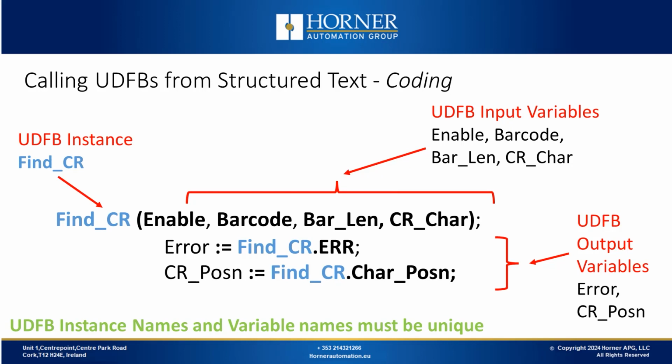Now we will look at how we would actually code this UDFB. Instead of doing a function call using the name of the UDFB itself, we are using the name of an instance of the UDFB. So if we are using the find character UDFB, we would first have to create an instance of the find character UDFB, which we have named findCR in the example shown. Following this, we have our four input variables in round brackets and separated by commas. We have given these inputs and outputs different names to those seen in the syntax. Below this, we have the two assignment statements that we will use to retrieve the ERR and character position outputs into the variables error and CR position.